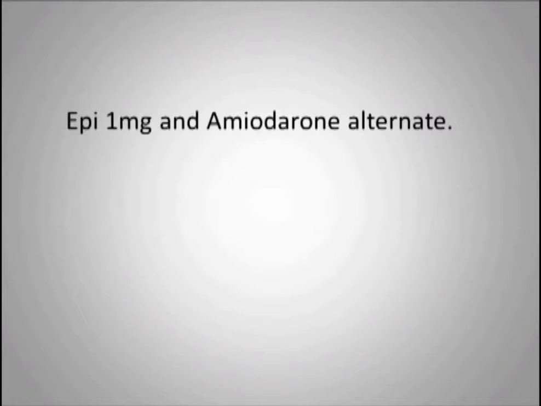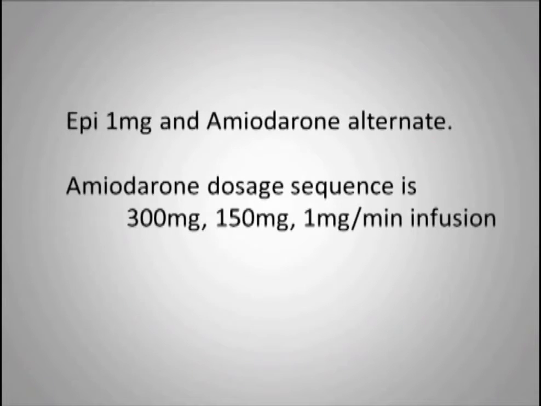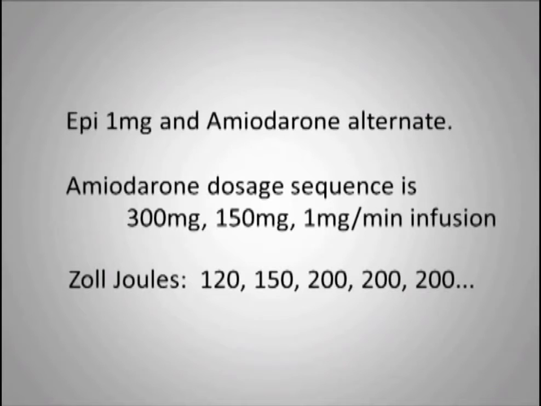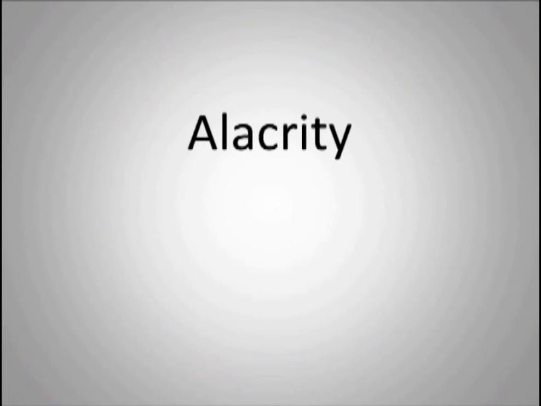The amiodarone dosage sequence is 300 milligrams, 150 milligrams, and then, for the third use, 1 milligram per minute IV infusion. Energy dosage: 120, 150, then repeat the maximum of 200 joules thereafter. The Zoll defibrillator can be preset so that this sequence is automatically followed. The team now has agreed on the parameters and the framework. Can we do this with alacrity and precision?